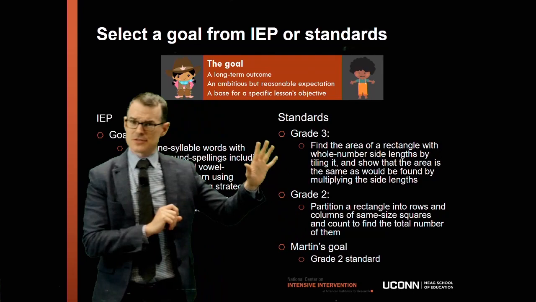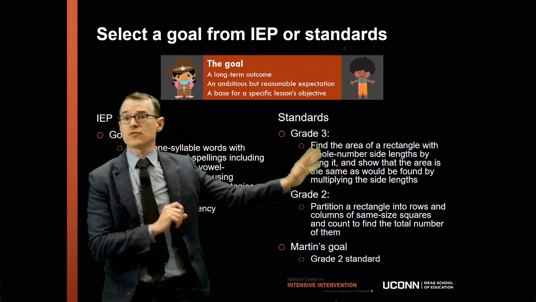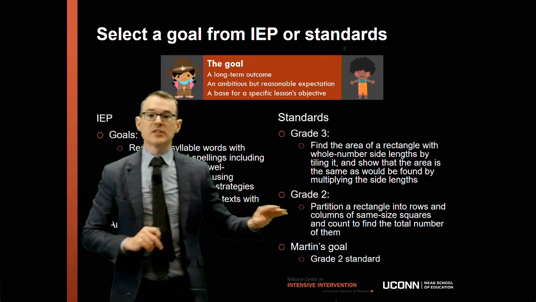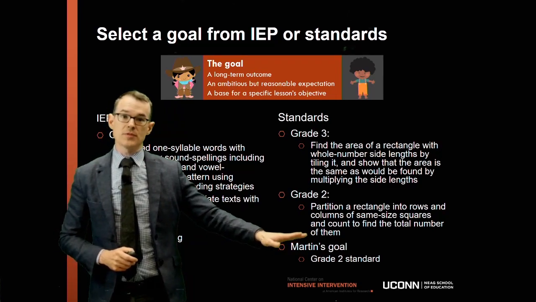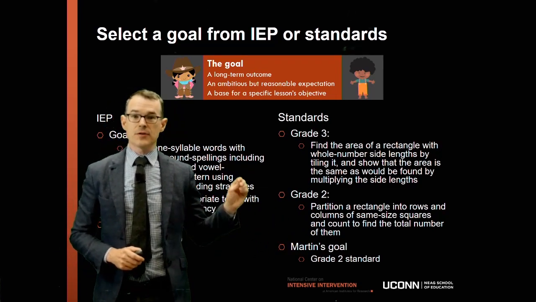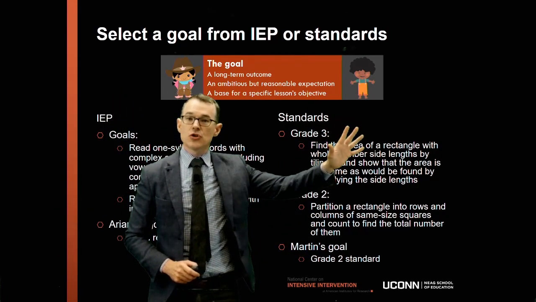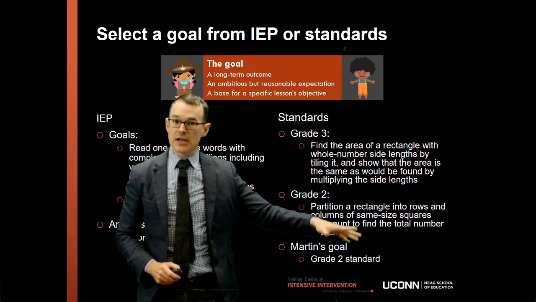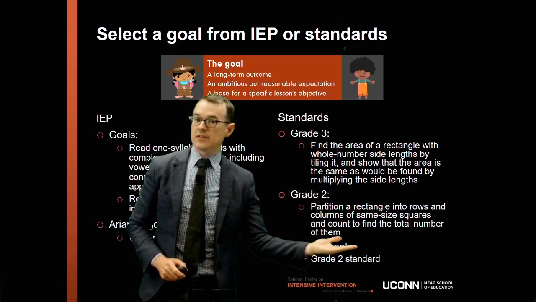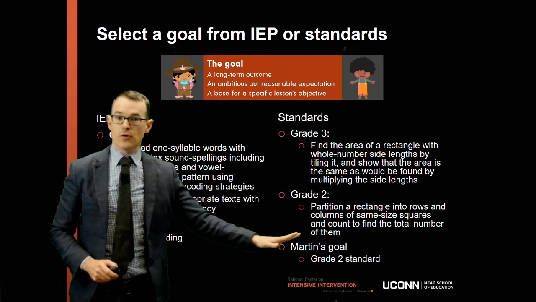The second one, I'm just going to tell you, is an ambitious form of the grade 2 goal, which is to partition a rectangle into rows and columns of same size squares and count them to find the total number of them. In Martin's case, this is too difficult for him. He's functioning at grade 2 level, so the grade 2 objective in mathematics is appropriate for him. So we're going to focus on that one here.